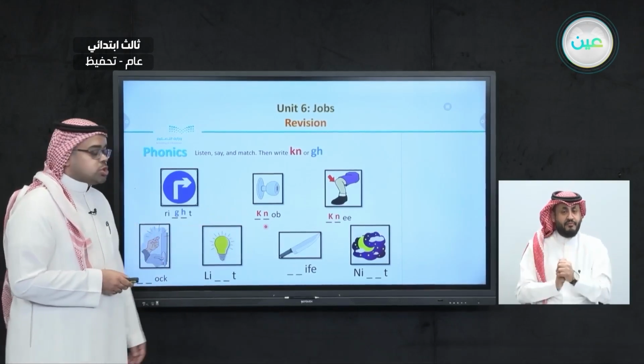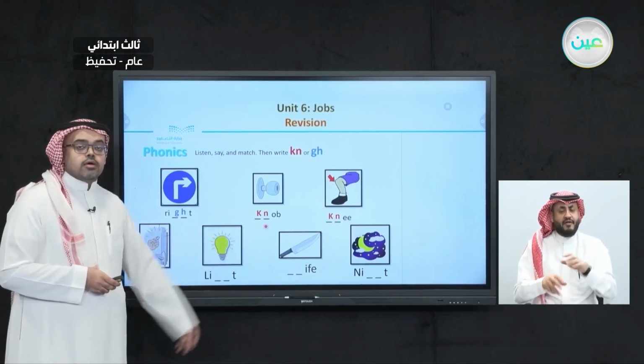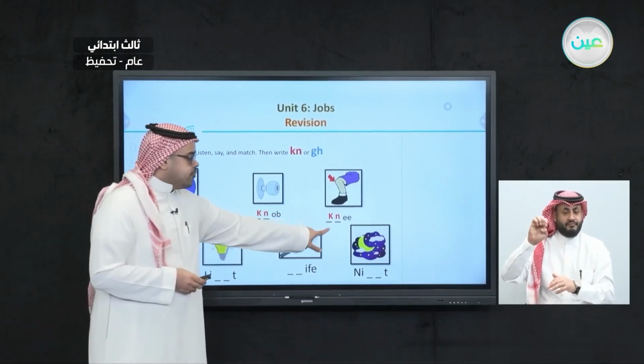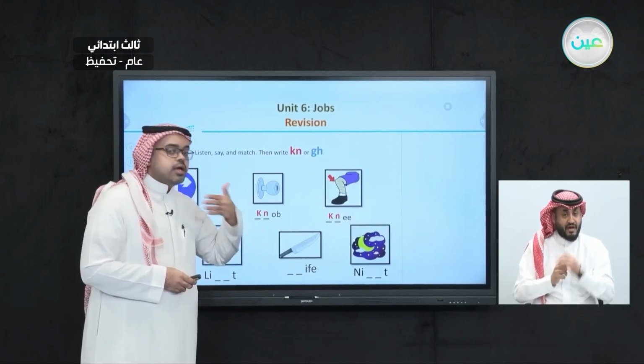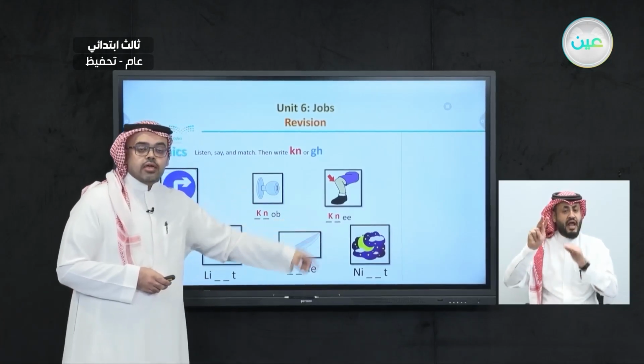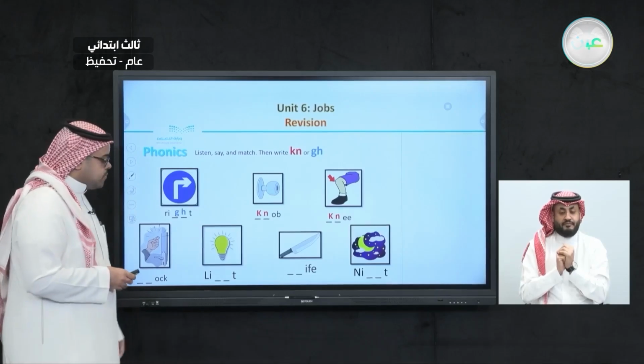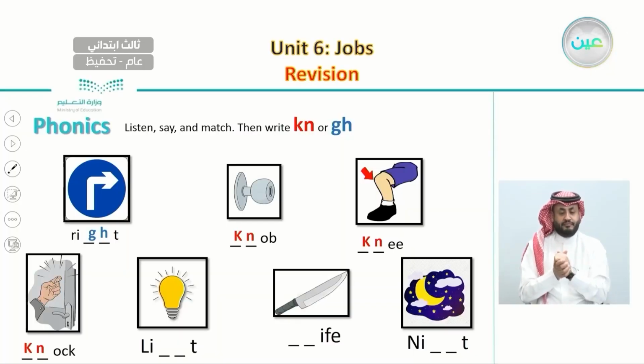Another example is knee. Here we wrote the letters K and N, but we only say knee. So the K here is silent. And here we have the word knock. The K is silent and we say knock. And also the word light. Here we wrote G and H without pronouncing them. So the word will be light.